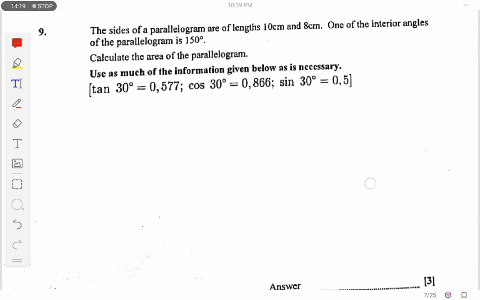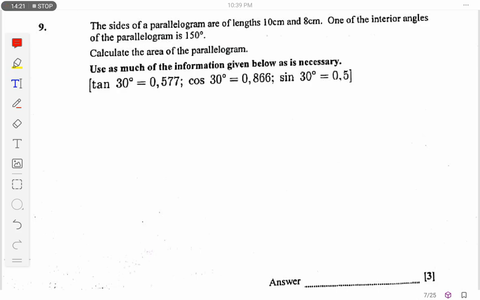Let's move on to the next question. This question is saying we have a parallelogram. So let me just draw the parallelogram.